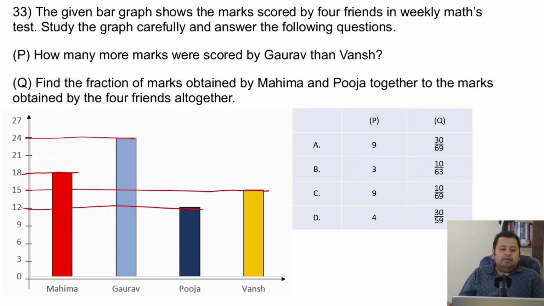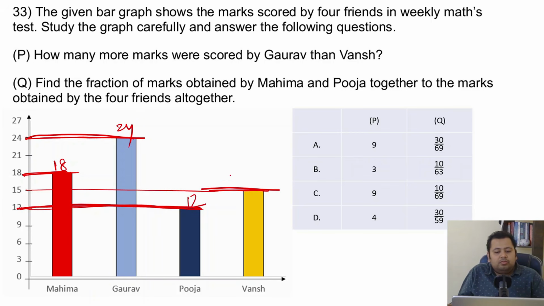Great. If you look at the graph, Mahima has scored 18. Gaurav has scored 24. Pooja has scored 12. And Vansh has scored 15, correct?